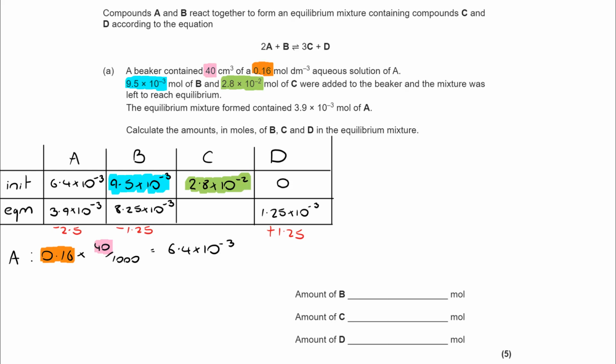Now when we consider A to C, it's a 2 to 3 ratio. So if I've used 2.5 by 10 to the minus 3 moles of A, I'm going to make 3.75 by 10 to the minus 3 moles of C. If I add my 3.75 by 10 to the minus 3 to the 2.8 by 10 to the minus 2, I end up with 3.175 by 10 to the minus 2. And I've now got my figures that I can add in. You'll notice with C, I've taken it down to 3 significant figures, so there's parity with the remainder.